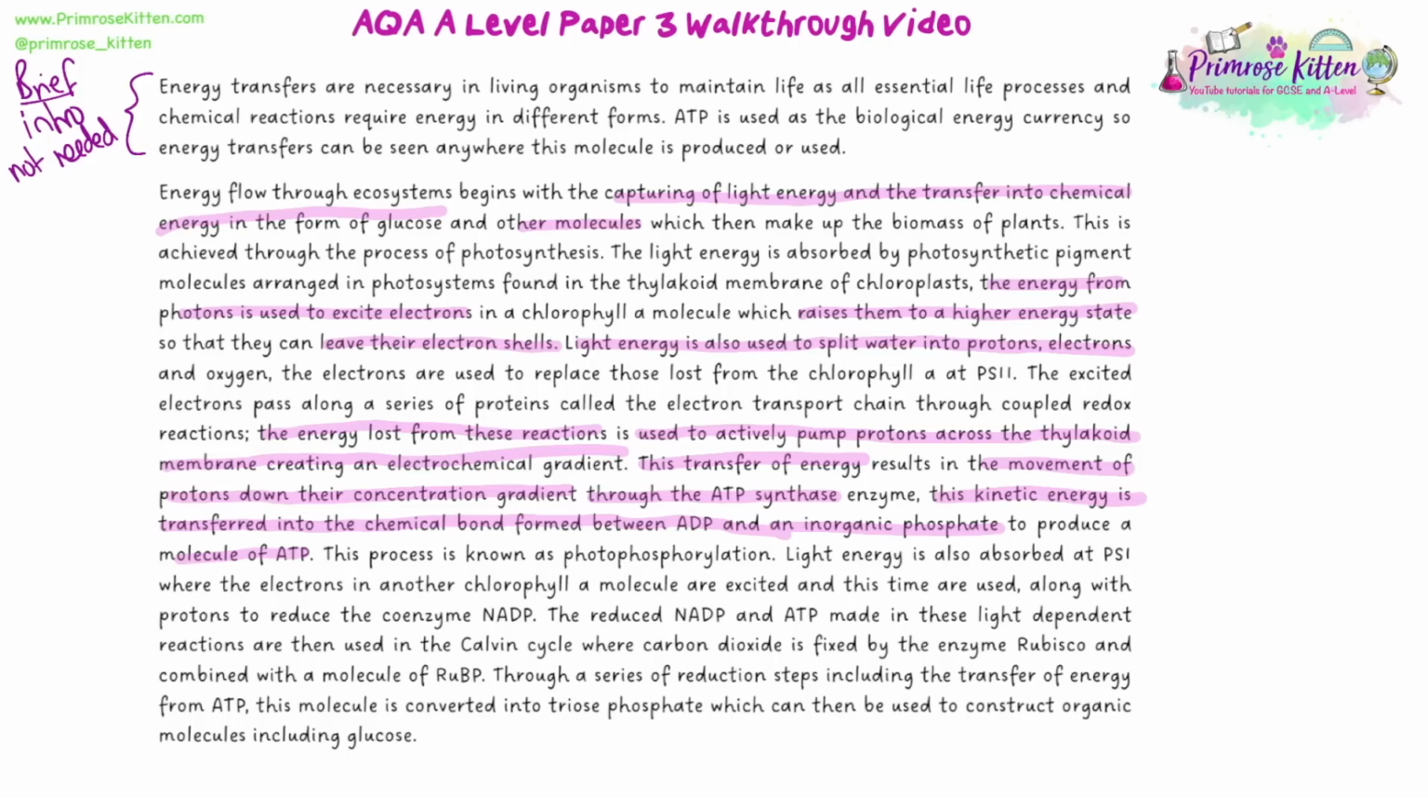Light energy is also absorbed at photosystem 1, where the electrons in another chlorophyll A molecule are excited and this time are used along with protons to reduce the coenzyme NADP. The reduced NADP and ATP made in these light-dependent reactions are then used in the Calvin cycle, where carbon dioxide is fixed by the enzyme Rubisco and combined with the molecule RuBP. Through a series of reduction steps, including the transfer of energy from ATP, this molecule is converted into triose phosphate, which can then be used to construct organic molecules, including glucose.